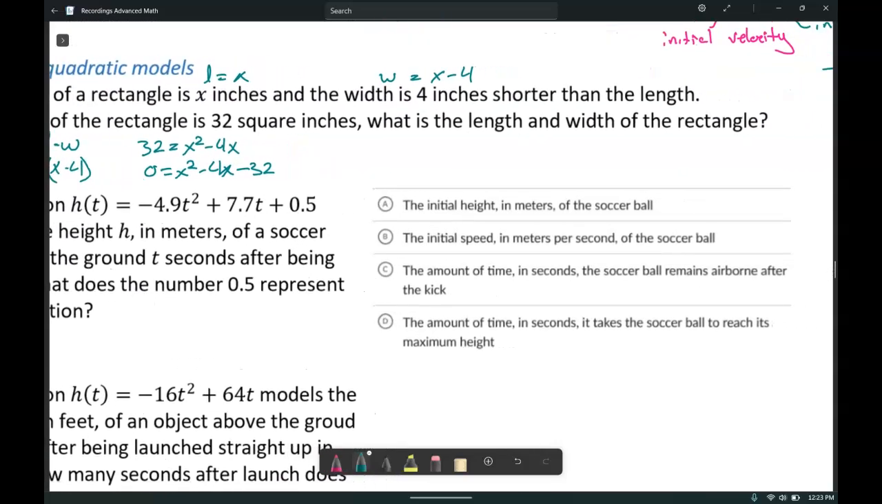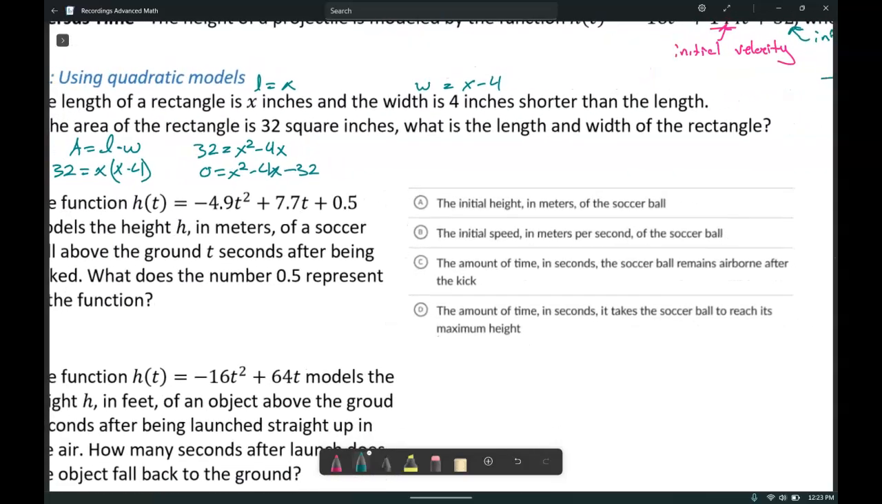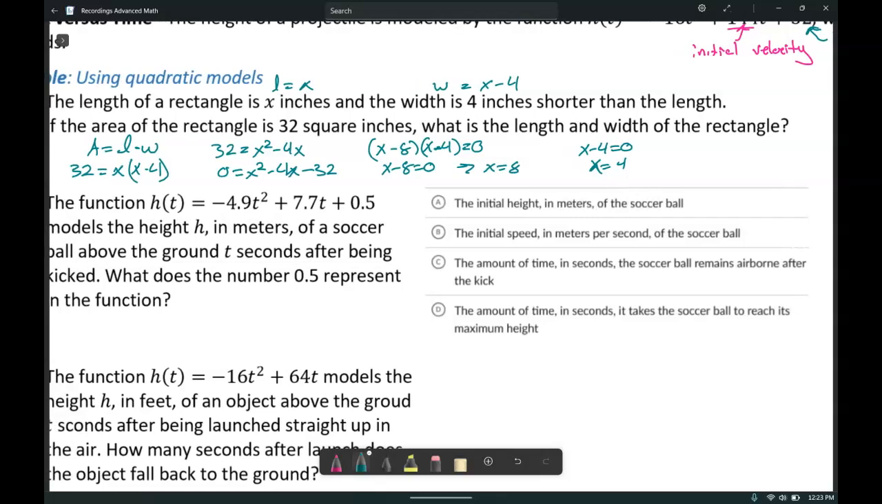Now this is a pretty easy quadratic to factor, but we could also use our quadratic formula to solve for x. So we have x minus 8 and x plus 4. Then we get two values. We get x minus 8 equals 0, where x equals 8. We also get x plus 4 equals 0, where x equals negative 4. So we have two possible values for x. Now remember that x represents our length, and so we need to make sure that we consider which is the correct value for the length.